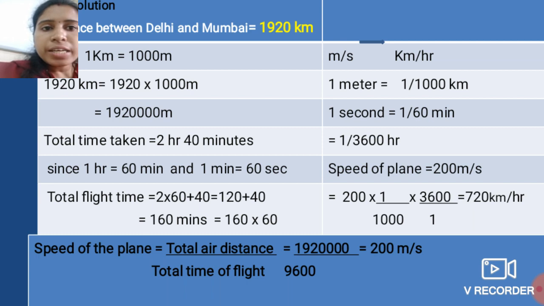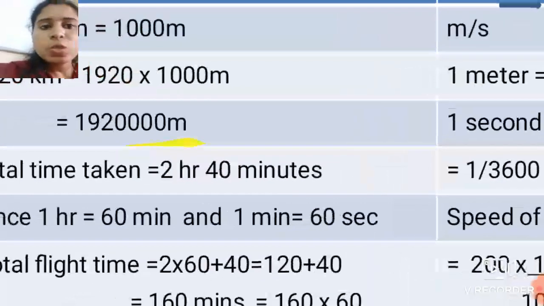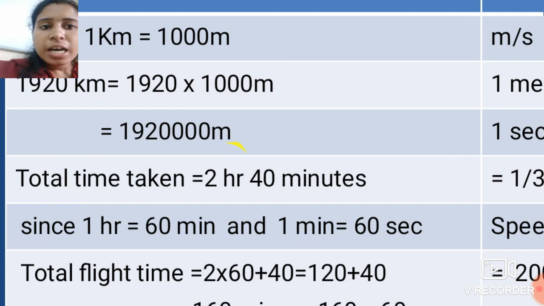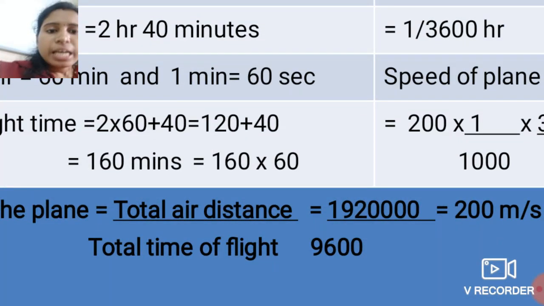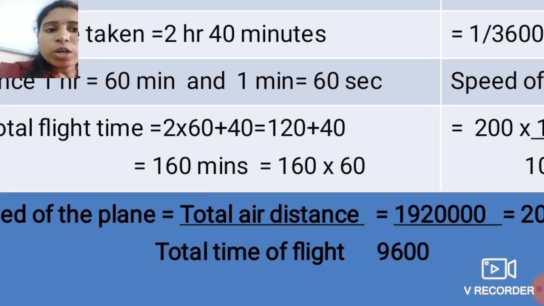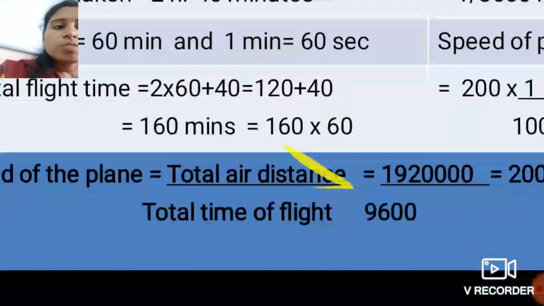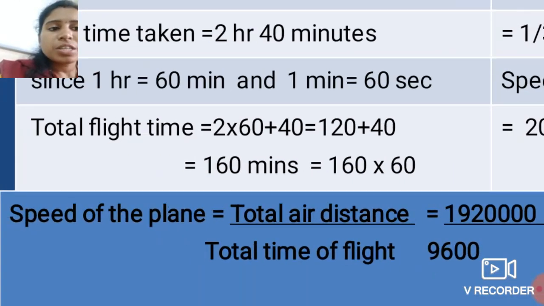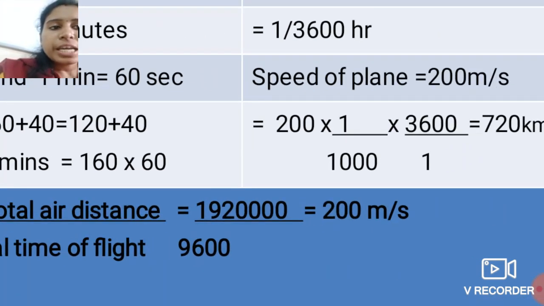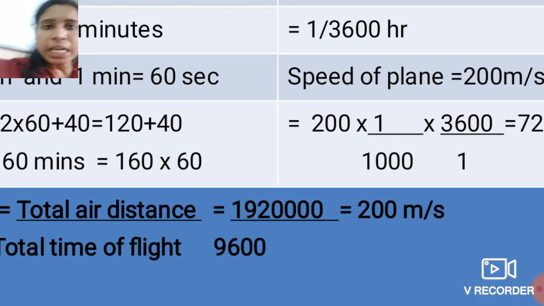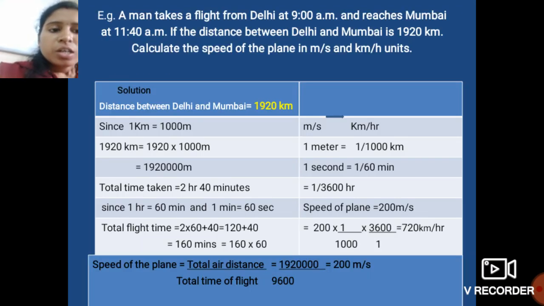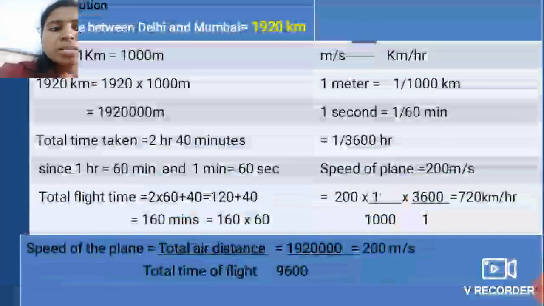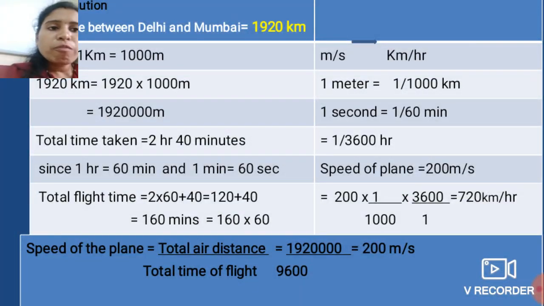So what is total air distance? Here we have calculated, this 19,20,000 is our total air distance, and total time of flight is 160 into 60, which is 9600. By dividing this we get 200 meter per second as our answer. It is the speed of plane.